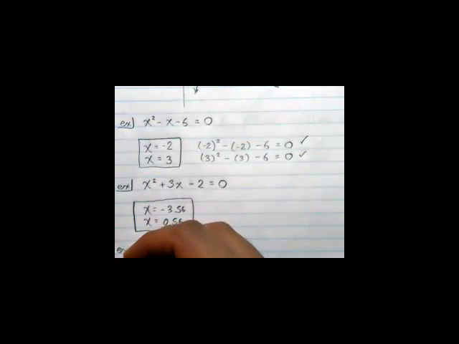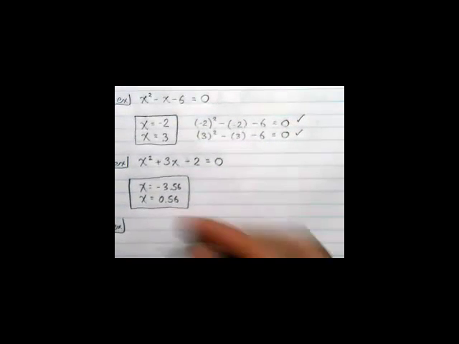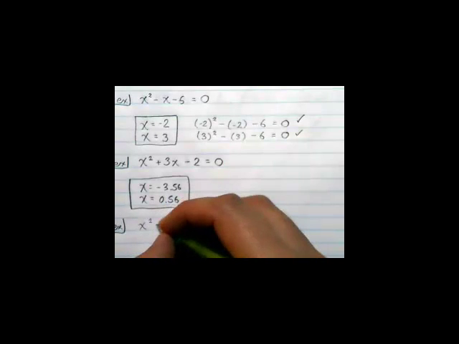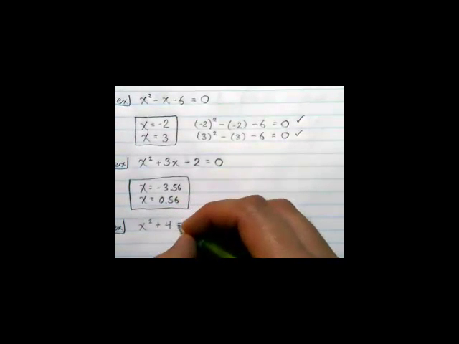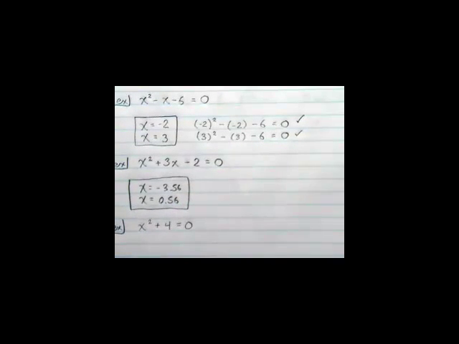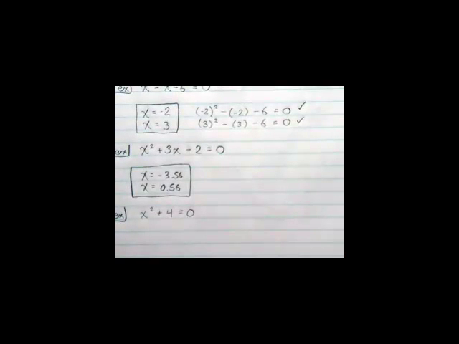All right, I got one more I want you guys to take a look at with the graphing here, and then we'll be done. If I had x squared plus 4 equals 0.